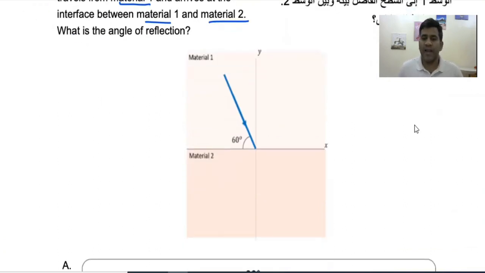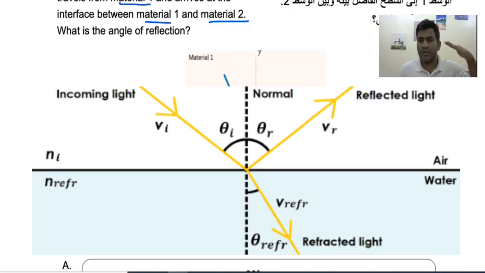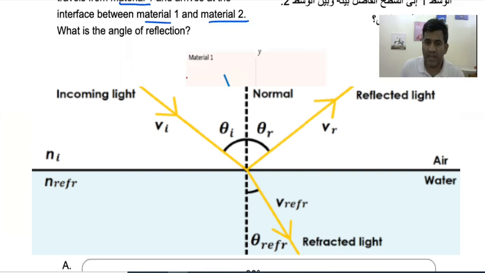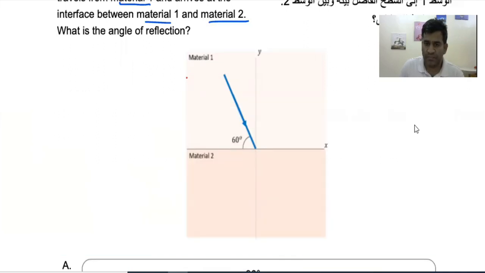Basically, whenever a light ray enters from material 1 to material 2, or whenever the light ray strikes the boundary of a different medium, part of the light will be reflected back and part of the light will be refracted. So if I am representing a ray diagram for this, suppose the light ray is hitting the boundary of material 1. Material 1 may be air or water, anything, it will be mentioned to you. And this is material 2.